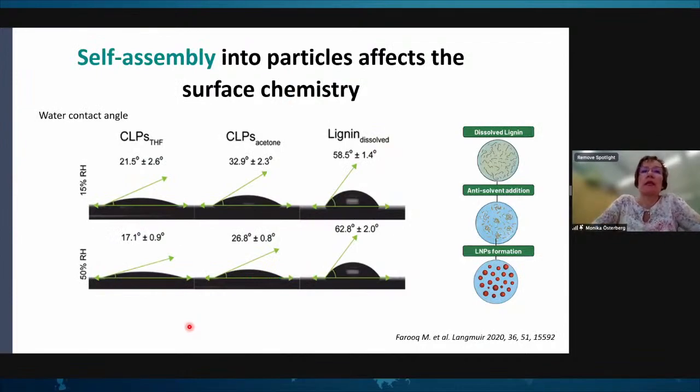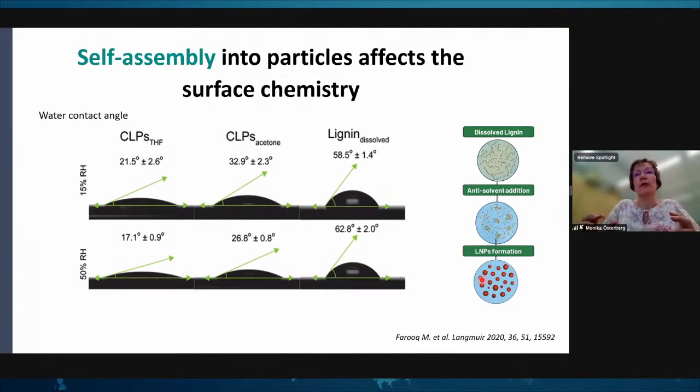About surface chemistry, I think this is something that is worthwhile considering. So when we are forming the lignin particles, they self-assemble so that probably the core is formed by larger molecules and more hydrophobic molecules. And then the smaller molecules with more carboxylic groups and more OH groups and the more hydrophilic molecules are then assembled on the corona. So that makes the particles actually quite hydrophilic.